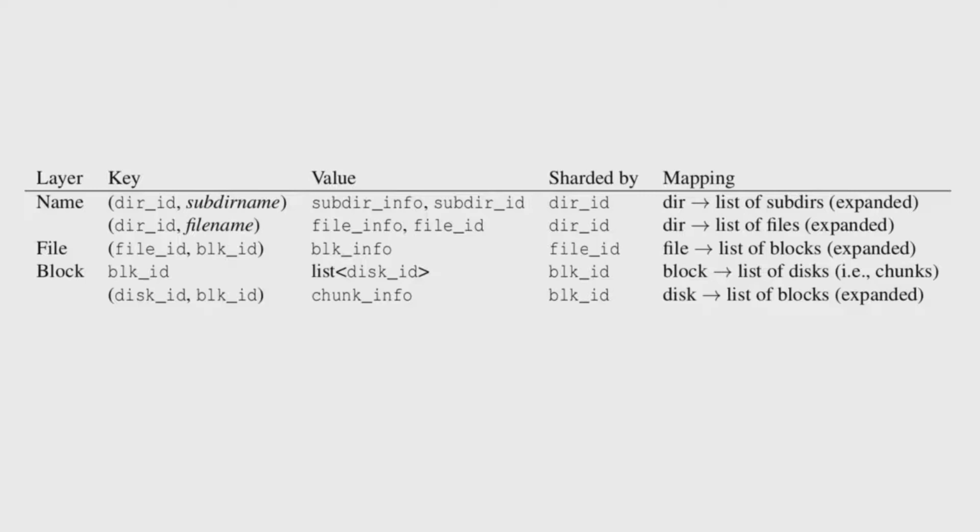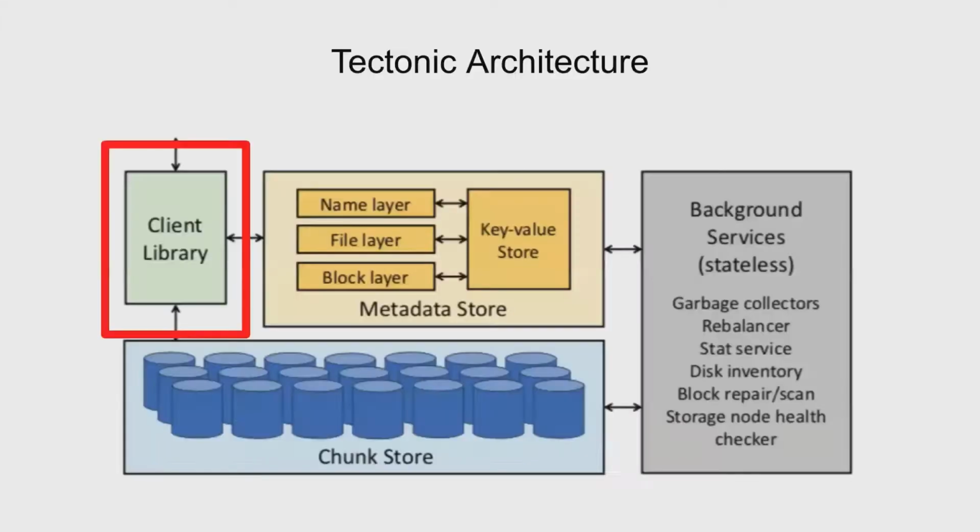The next challenge that they had to overcome was enabling tenant specific optimizations so that they could reach the performance of their specialized storage systems. Tenant specific optimizations are purely driven by the client library. It controls everything, how it orchestrates the entire chunk store and metadata store. It tells them what to do and when to do it.